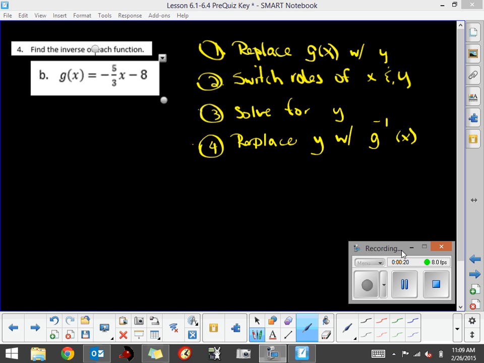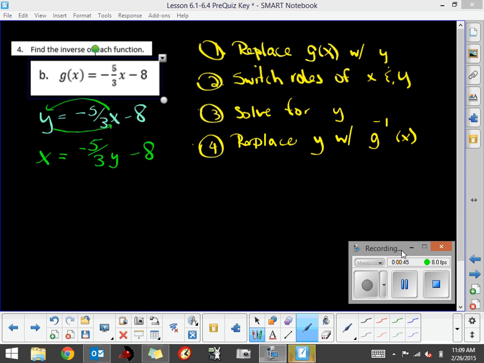So the first thing that we do is, for convenience, we replace g of x with y, and now we have y equals negative 5/3 x minus 8. To find the inverse, we have to reverse the equation, or reverse our ordered pairs. So we reverse the roles of x and y. The x's become the outputs and the y's become the inputs on the inverse function. So now we take this and solve it for y.